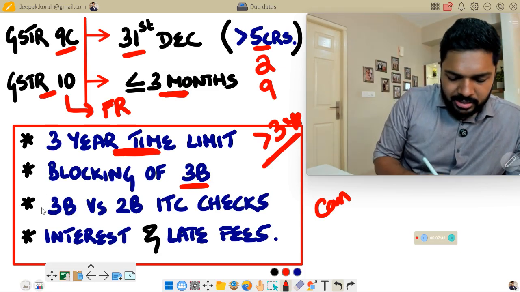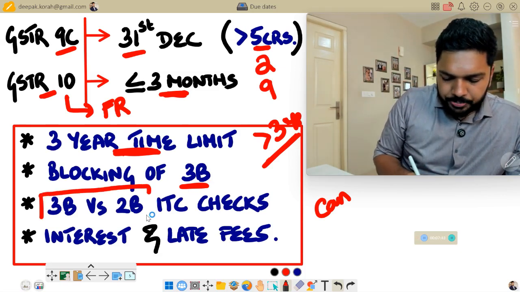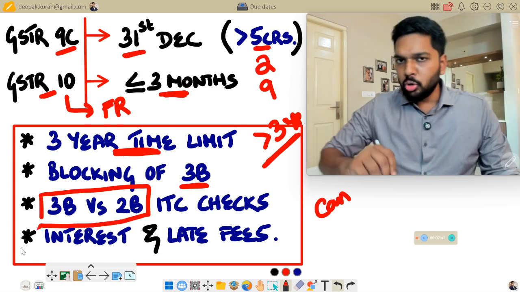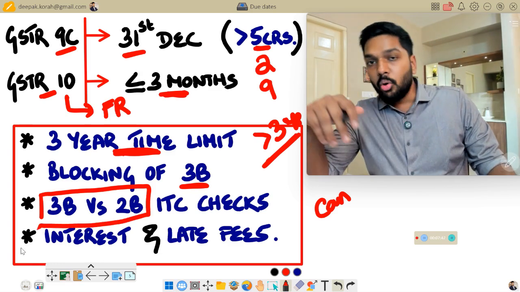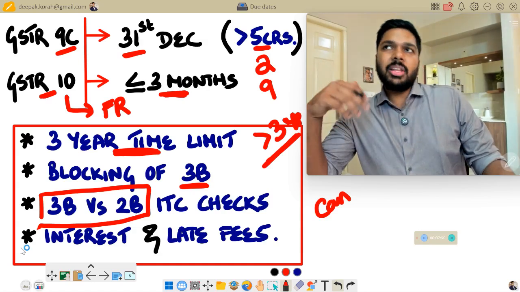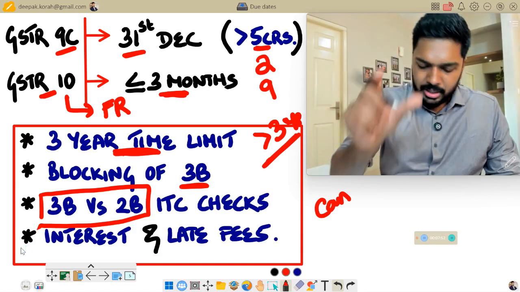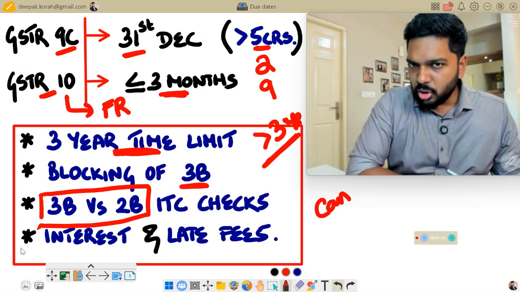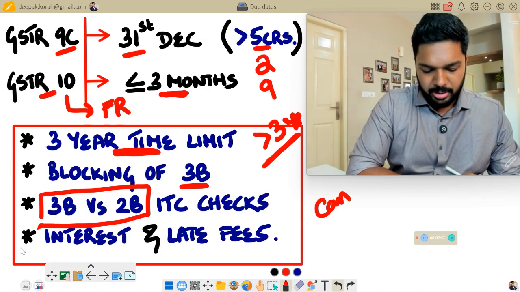The important reconciliation is 3B versus 2B, wherein whatever ITC appearing in 2B, you cannot avail more than what it is, or you cannot utilize more than what is appearing in GSTR-2B of a particular month. And therefore, this reconciliation becomes all the more important when you file your GSTR-3B returns.